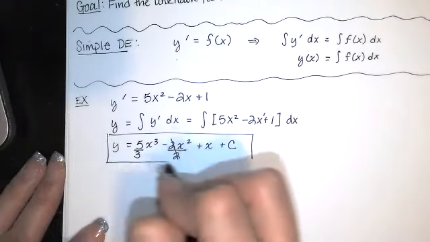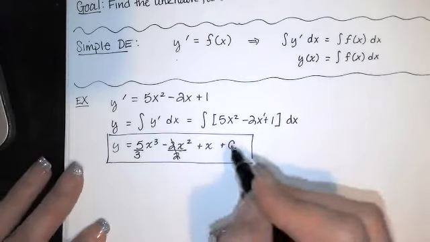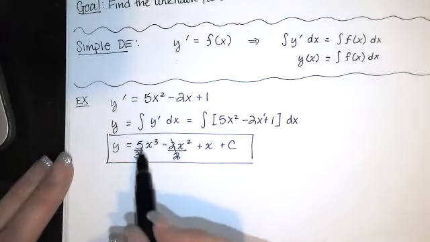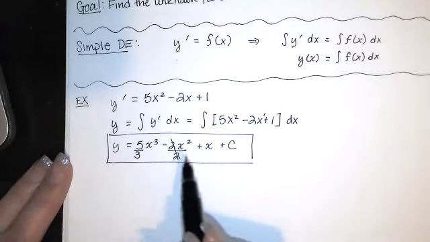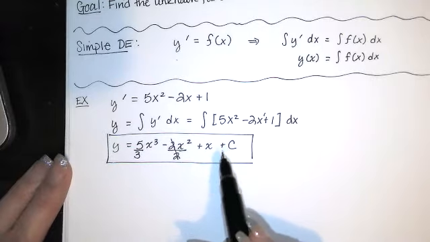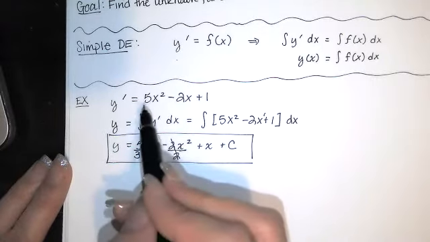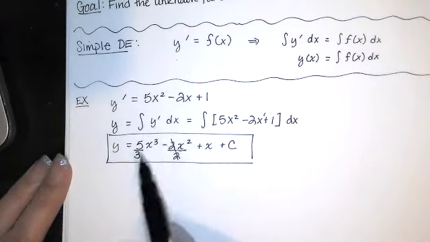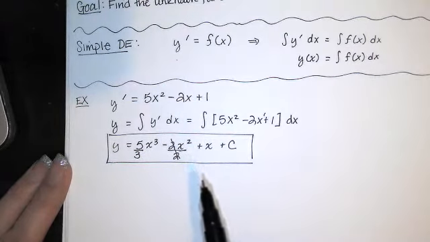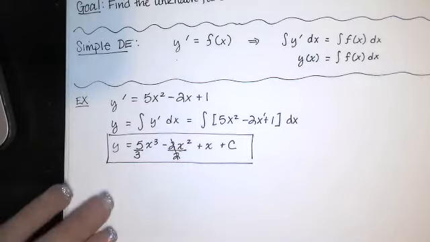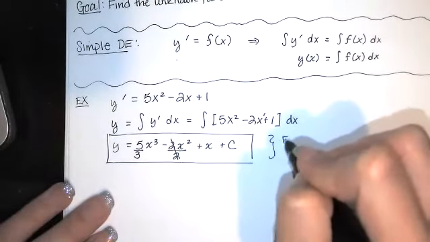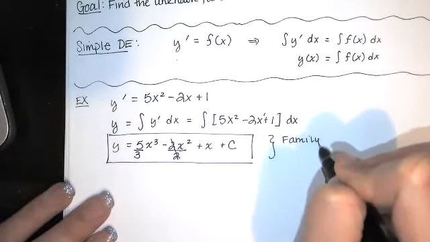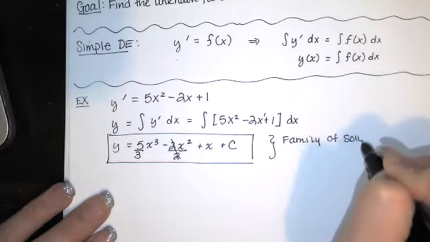I'm calling it a family of solutions and not just one solution because of that arbitrary constant. All of these functions, no matter what c is, they have the same slope. The slope of this function is given by this function. For a particular value of x, this is going to give me the slope of this guy over here. This is called a family of solutions to the differential equation.